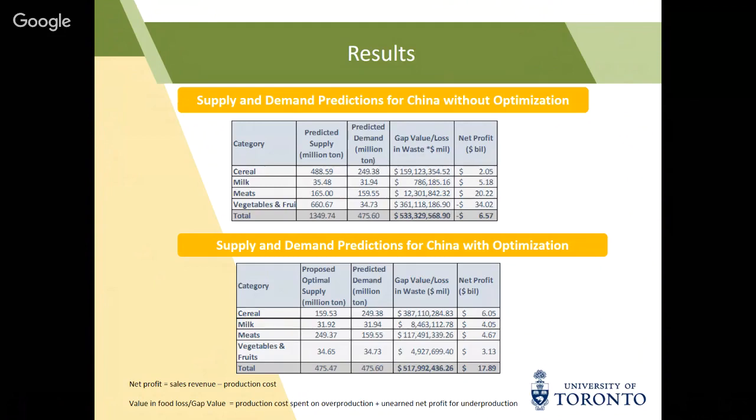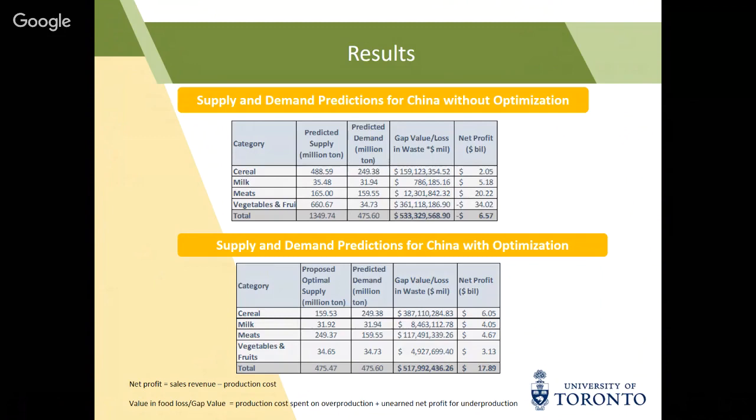For the net profit approach, the net profit is calculated by subtracting production costs estimated using the supply quantity from sales revenue by selling the product. For the value and food loss approach, the value, waste, and food loss can be divided into two situations. Supply produced is greater than the demand and vice versa.